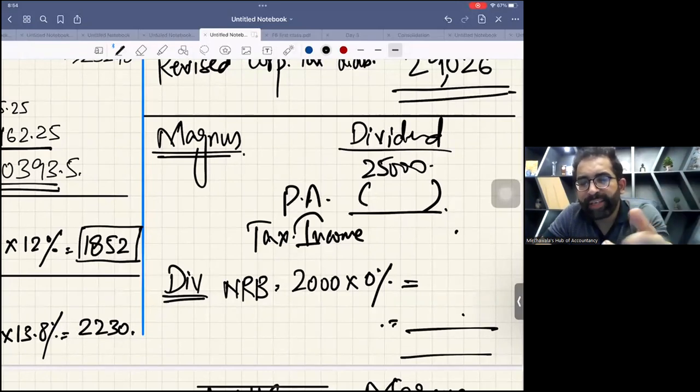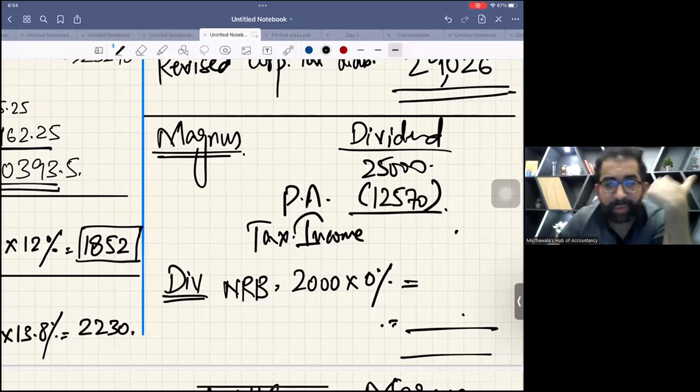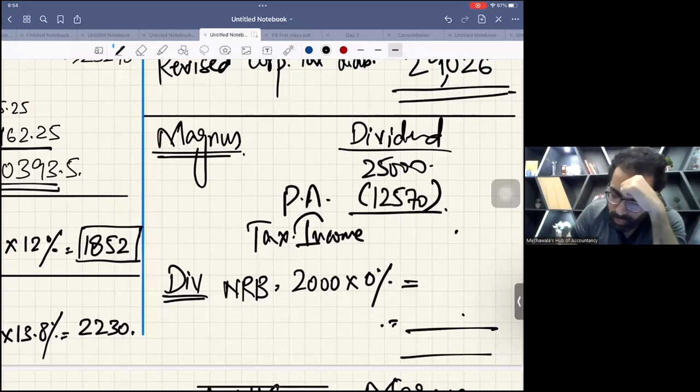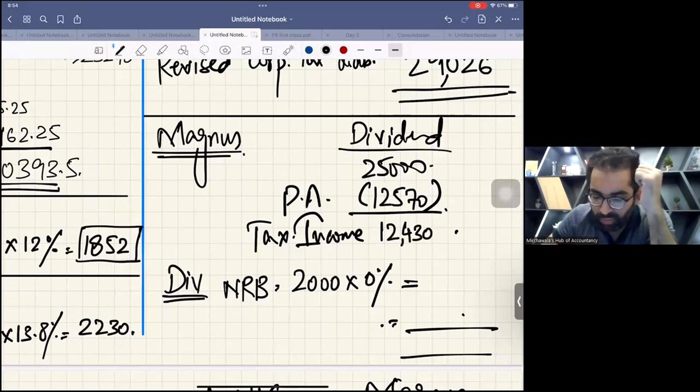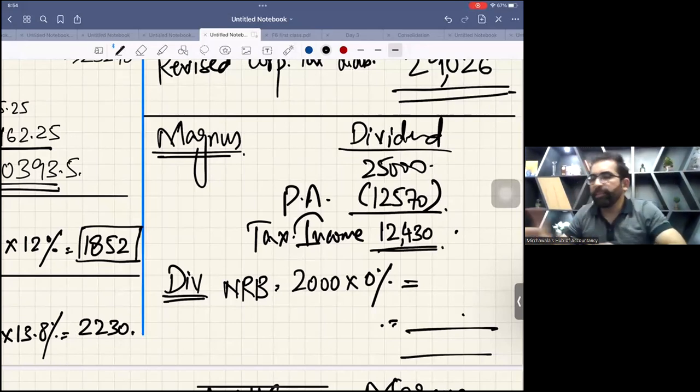Now when the ANI is just 25,000, that means less than 100,000, so the personal allowance will be 12,570. Can anybody tell me the remaining income? 12,430, okay? So this is the taxable income of Magnus, which is totally dividend income.